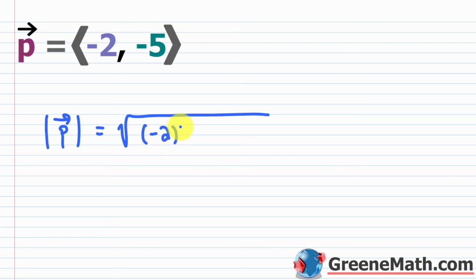So I'd have (-2) squared, make sure you put in parentheses, then plus you'd have (-5) squared. So you want the negative and the 5 being squared, and the negative and the 2 being squared. Make sure you use parentheses.